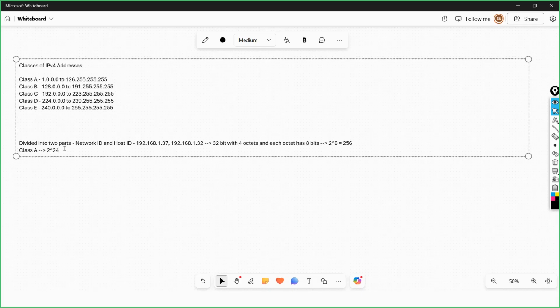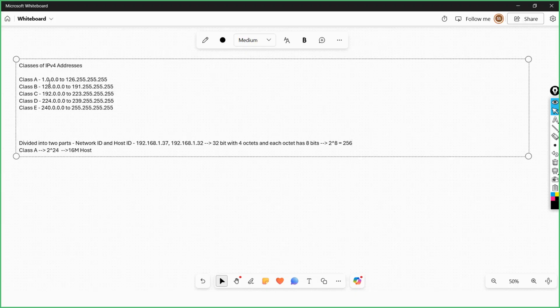So 2 raised to 24 will be around 16 million hosts. Over here in this case, 2 raised to 8, a total of 256 IP addresses can be used. Similarly, you can use 192.168.1 dot, starting from 1.0 to 1.255. So 256 IP addresses can be used. You can calculate 2 raised to 8 is 256.